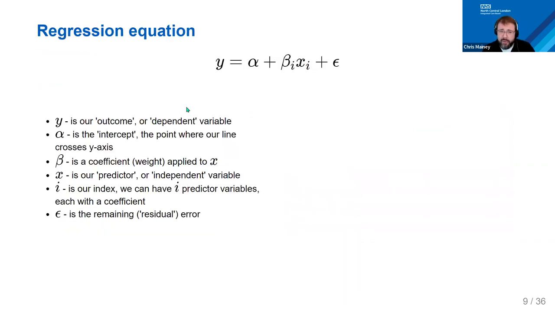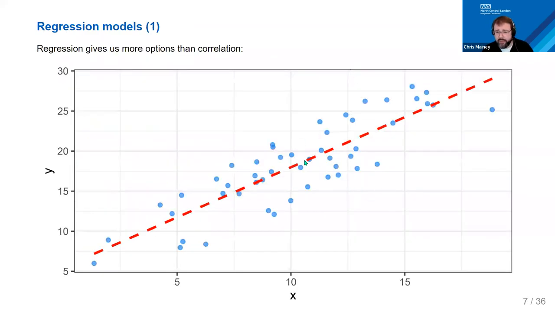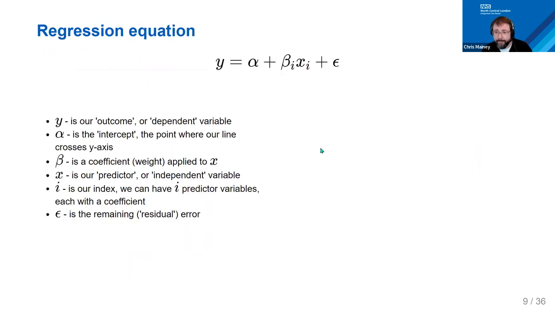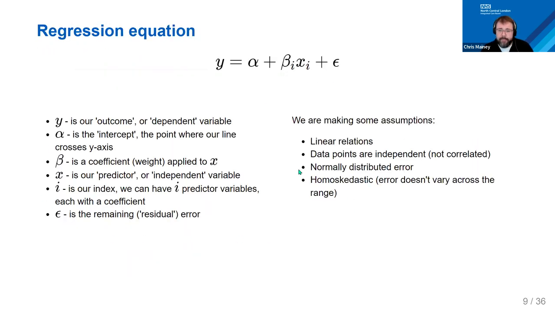So what does that look like in a formula? Here we've got y, the thing we're predicting, equals the intercept plus the coefficient times x. And the last thing here is error. If we go back to our cloud of points here, one or two of these are stacking perfectly on the line, but most of them are a little bit further away. So the difference between that point and the line is our error.